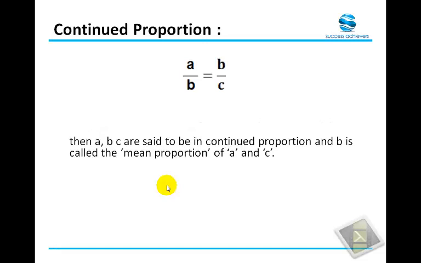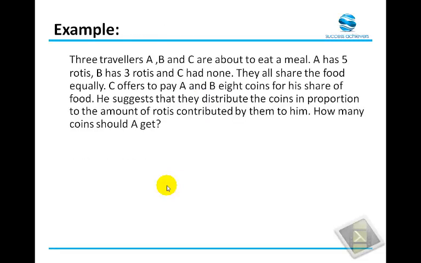Let's see continued proportion. If A by B is equal to B by C, then A, B and C are said to be in continued proportion, and B is called the mean proportion or geometric mean of A and C. Let's take an example on proportion.